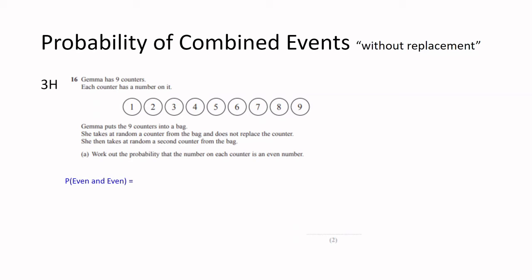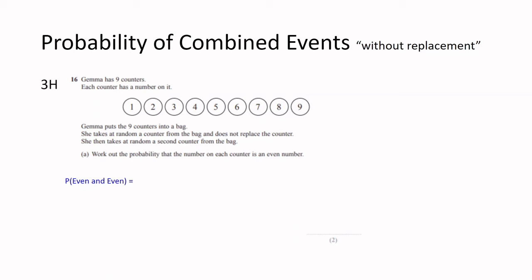So Hema has 9 counters. Each of them have a number on it. Hema puts the 9 counters in a bag, and she takes a random counter from the bag and does not replace the counter. She doesn't put it back in the bag, so that when she goes in the next time and takes a second counter out of the bag, there are no longer 9 counters to choose from. There now is only 8 counters to choose from. That makes this quite different from the previous example that we did.